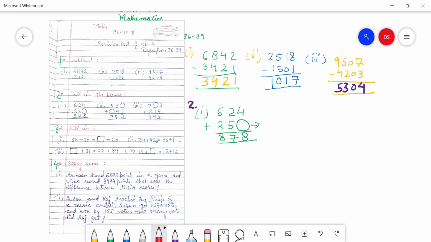In this way we can get it: we have the answer 8 and the first number is 4. So we can find the second number by subtracting the first number 4 from the answer. 8 minus 4, this is 4. So here it is 4. You can check the answer also. 4 plus 4 is 8.